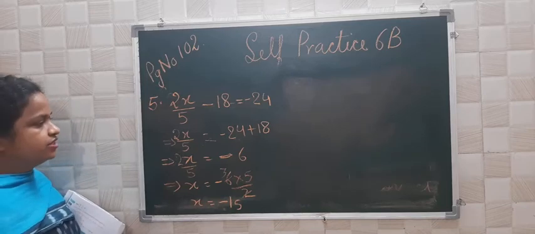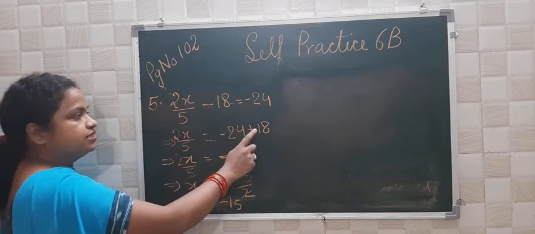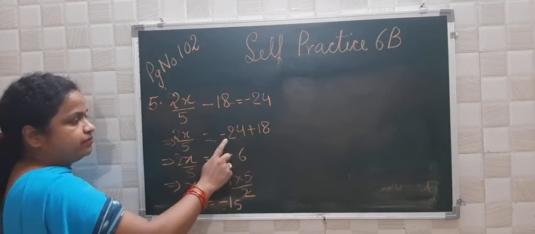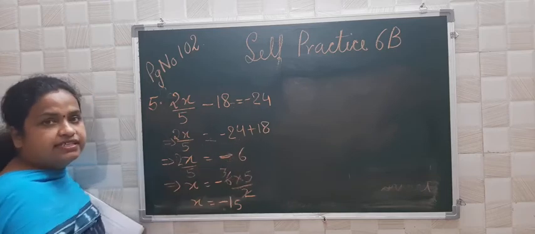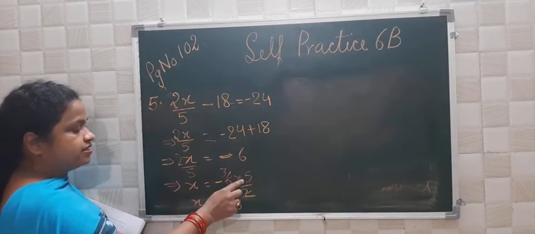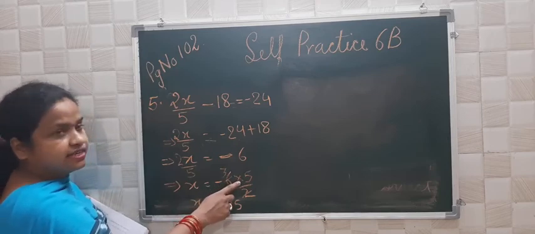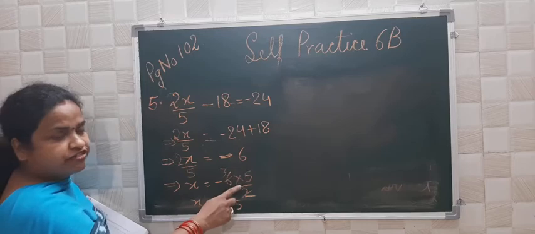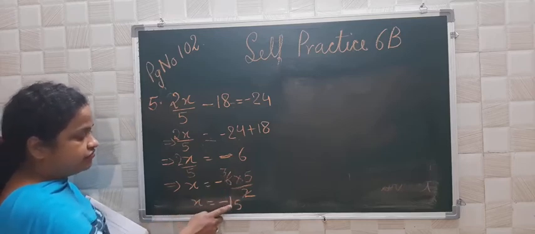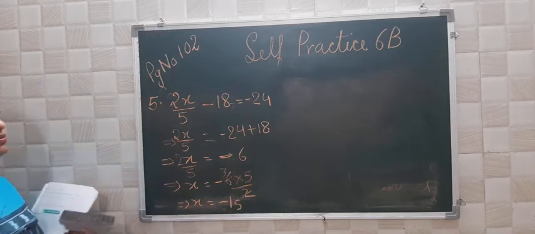Correct? You check once more. 2x upon 5 is equal to minus 24, and then this minus will go that side, it will become plus 18. So 2x by 5 is minus 24 plus 18, which is equal to minus 6. Correct? Now x is equal to, this will do the reciprocal and it will multiply on the right hand side. So minus 6 into 5 by 2. 2 by 5 will become 5 by 2. Now 2 3s are 6. Now 3 5s are 15. So minus 15. Okay, x is equal to minus 15.